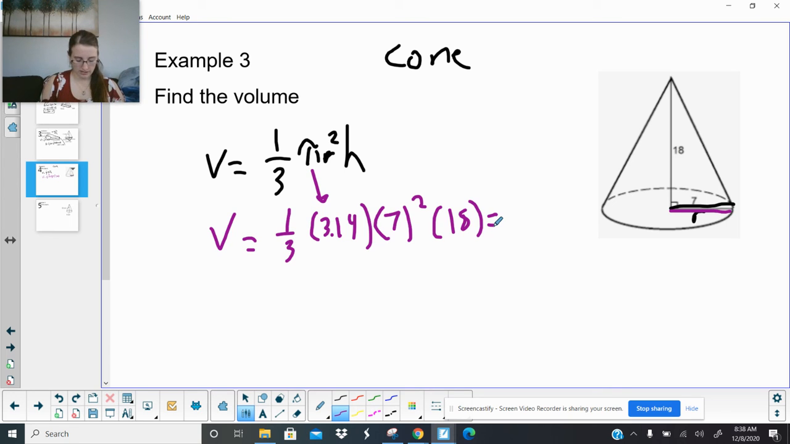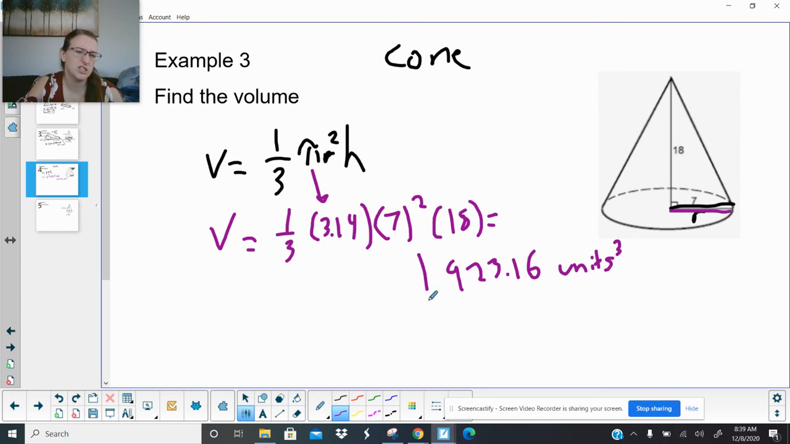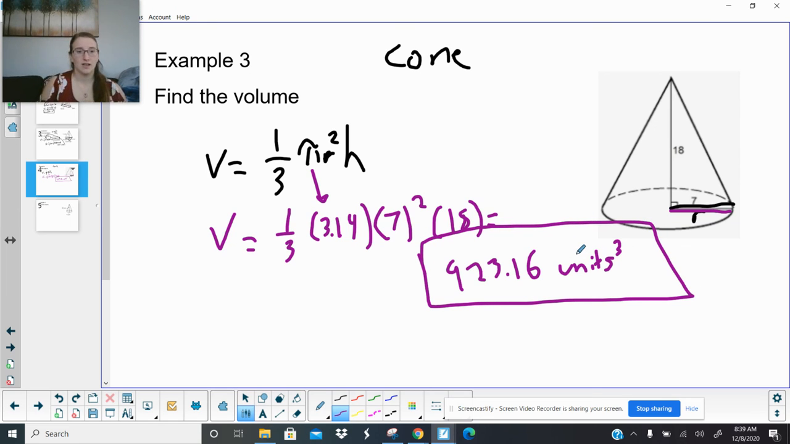And then we just plug this all in. So we got 1/3 times 3.14 times 7 squared times 18. We should get a volume of 923.16. I'll go ahead and leave that. Now again, there's no units here. So if you recall from the last video, we can just say units cubed. We don't know if it's inches or centimeters or whatever, so we can just say units. And it's that simple. We just got to keep the numbers straight.